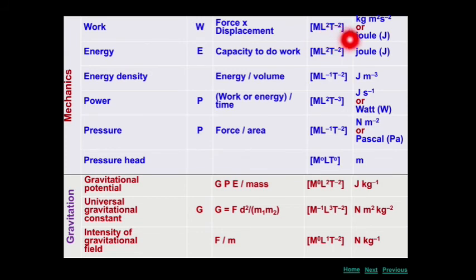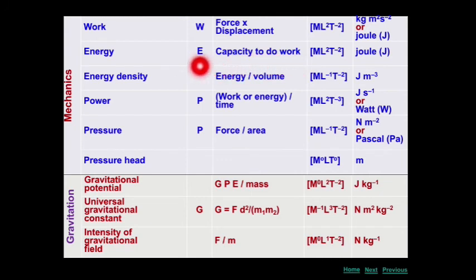The unit of work is kilogram meter square second power minus 2. The SI unit of work done is joule. For energy also, the unit of energy is joule. Okay, see the definition of energy. See the definition of energy, that is capacity to do work. Capacity to do work.